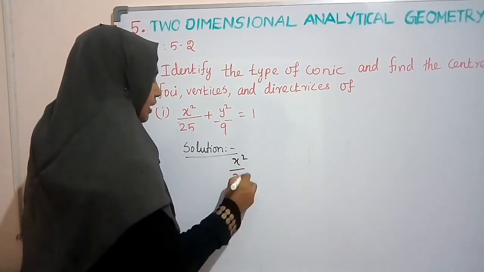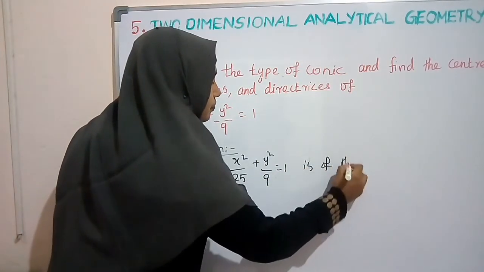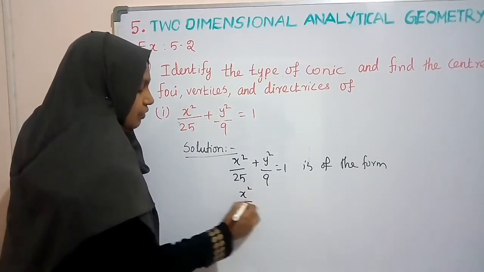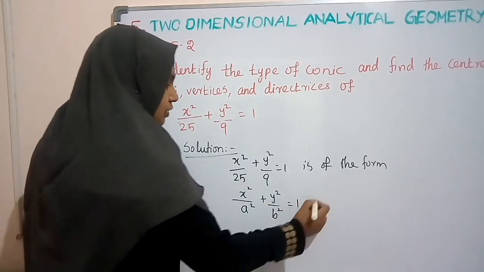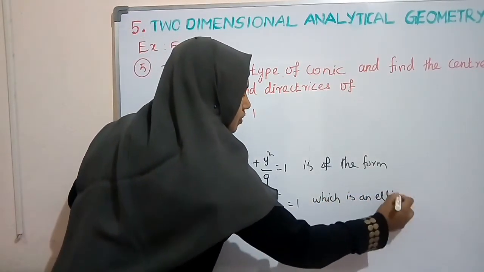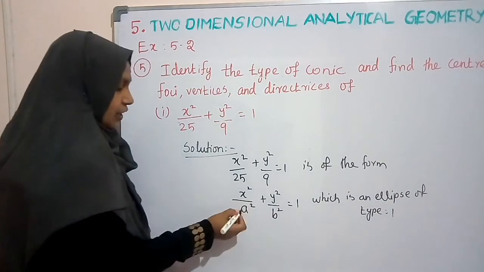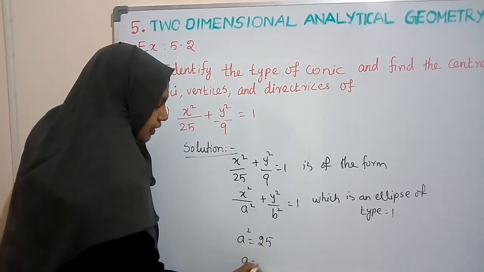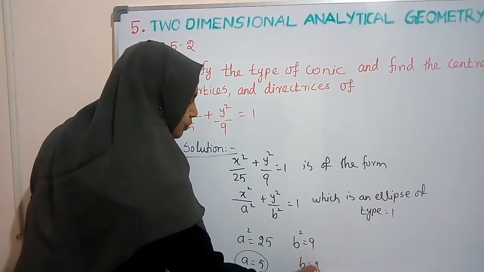x square by 25 plus y square by 9 is equal to 1 is of the form, the greater value is only a square in an ellipse. So the greater value we can write as a square, then y square by b square is equal to 1. So which is an ellipse of type 1. Now compare the denominators. We can write a square is equal to 25, then a is equal to 5, and b square is equal to 9, then b is equal to 3.